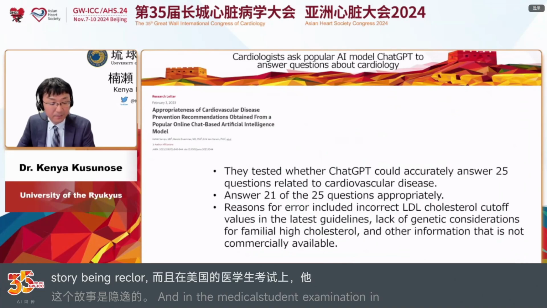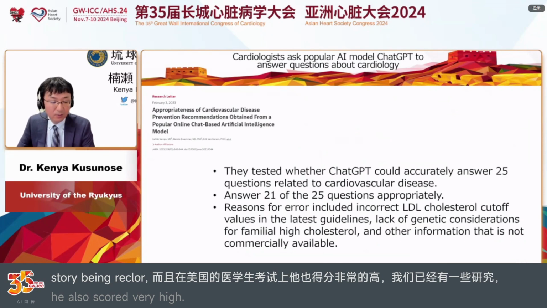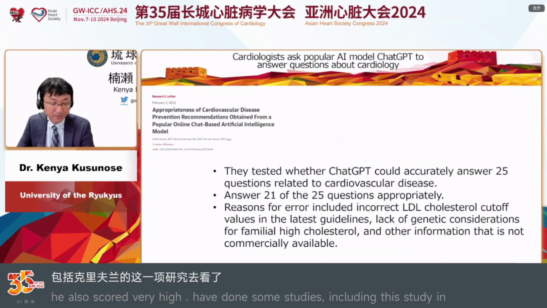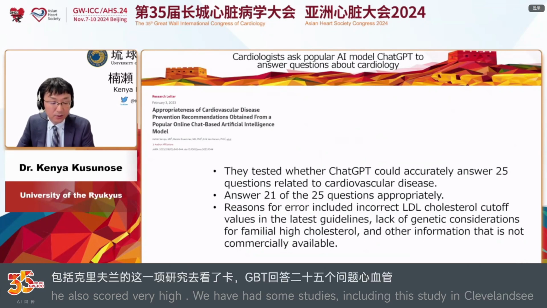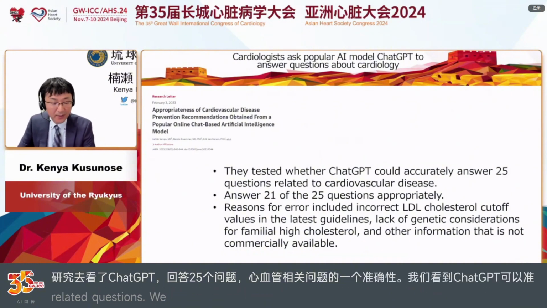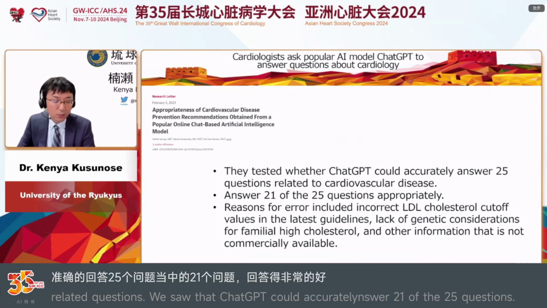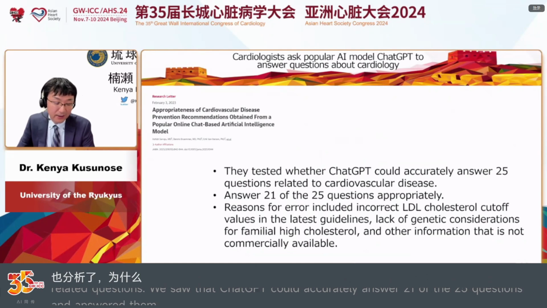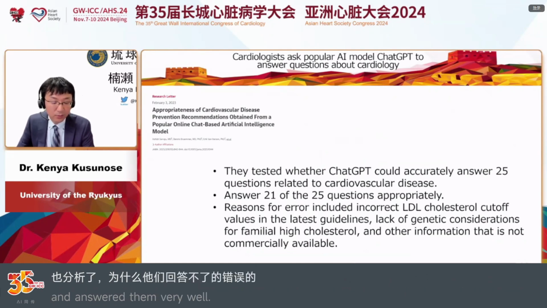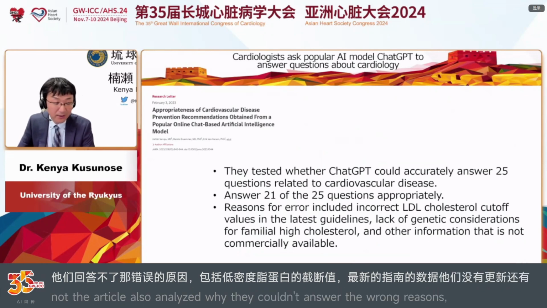There have been studies, such as one from the Cleveland Clinic, evaluating the effectiveness of popular AI tools among cardiologists. They tested whether ChatGPT could accurately answer 25 questions related to cardiovascular disease. It answered 21 of the 25 questions appropriately. Reasons for errors included incorrect LDL cholesterol cutoff levels, lack of genetic consideration for family history, and other information that is not commercially available.